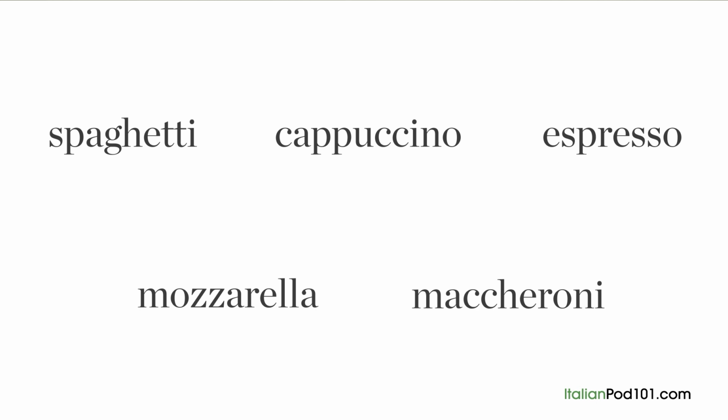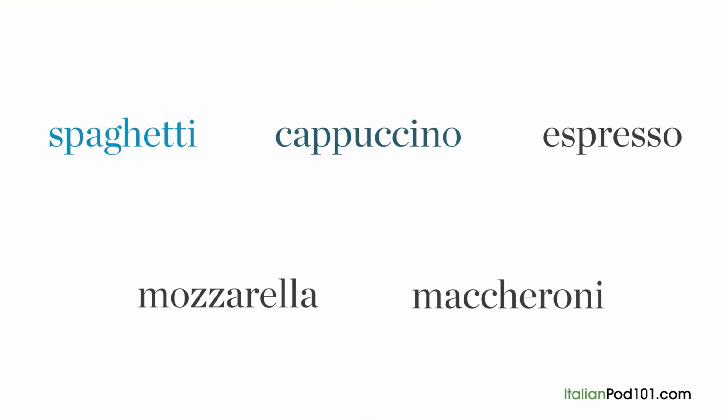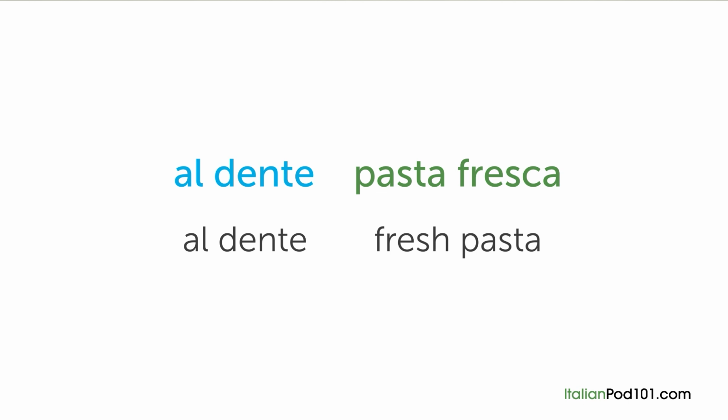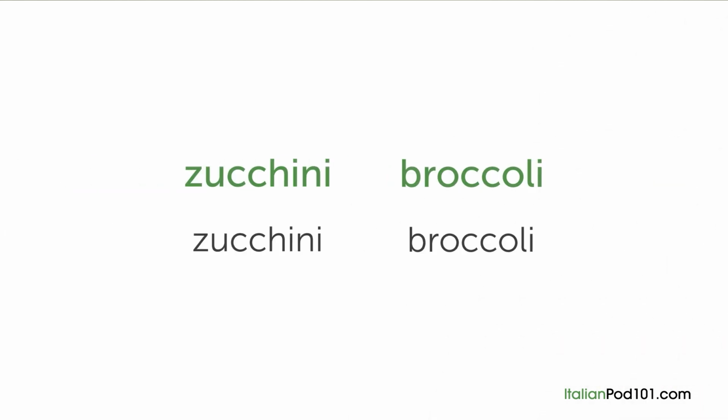The most obvious is probably cuisine. I'm sure you've seen silly people try to imitate Italian by saying spaghetti, cappuccino, espresso, mozzarella, macaroni. Well, they're actually Italian words. You might have seen al dente or pasta fresca, which means fresh pasta, on English pasta packages. Those are two different ways to prepare pasta. Did you know that the words zucchini and broccoli are also from Italian?